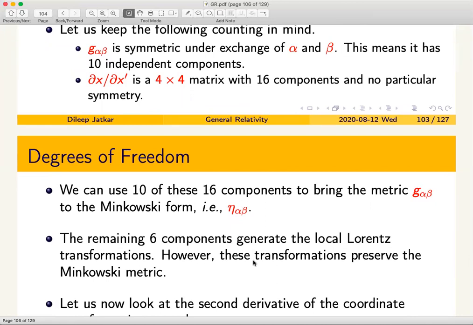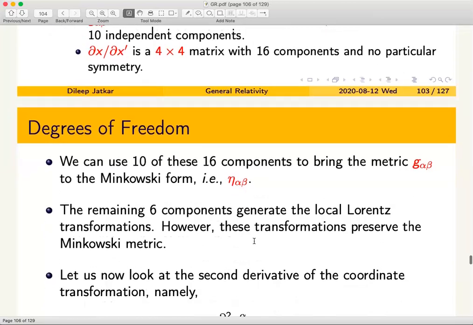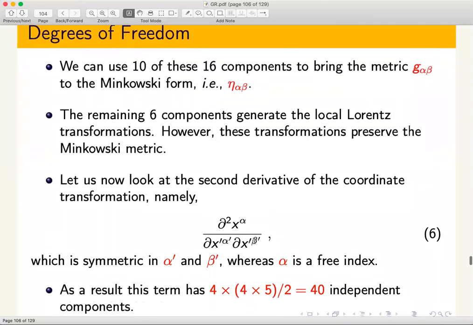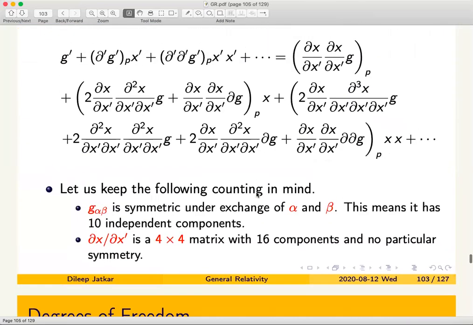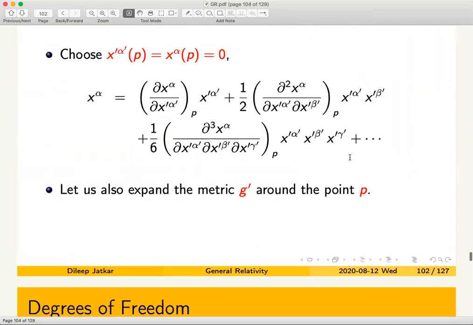Yes, sir. Okay, so then let's go ahead and look at the second derivative term. The second derivative term is of this type. You have a second derivative of x alpha with respect to x prime alpha prime, x prime beta prime. Now, of course, that is multiplied by the x prime squared piece. Let me just go back and show it to you. So this is the piece that we are looking at. So it's an x prime squared piece that is sitting around.